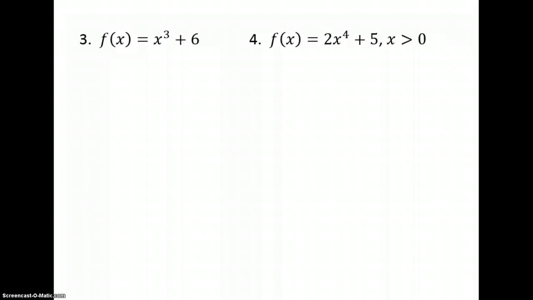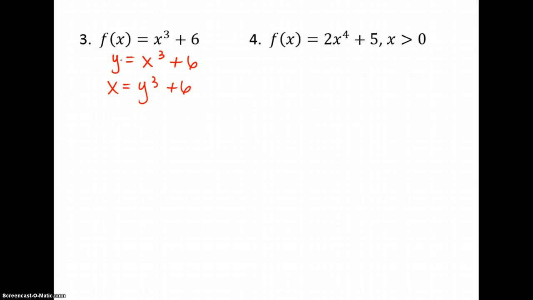Alright, let's try some that are a little bit more complicated. Right away we take a look at this one. The inverse of x cubed, we talked about a minute ago, was a cube root. So let's hope we get a cube root in our answer. Let's start by defining f of x as y. So y equals x cubed plus 6. Switch the x and y. So x equals y cubed plus 6.